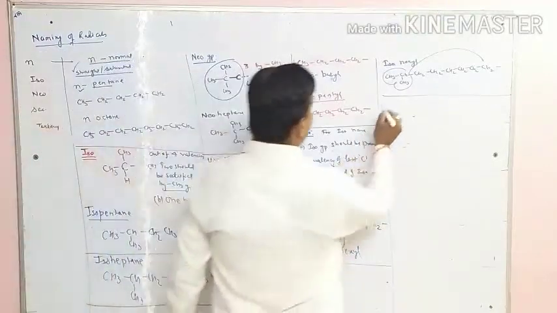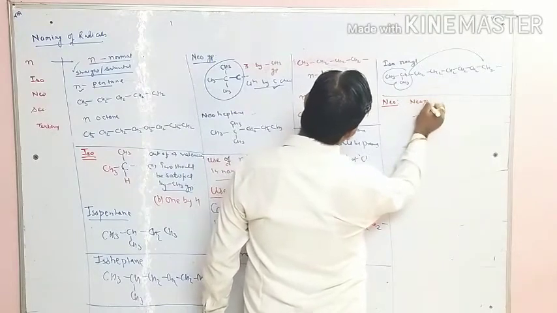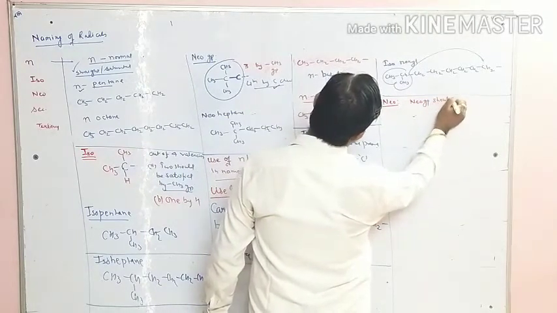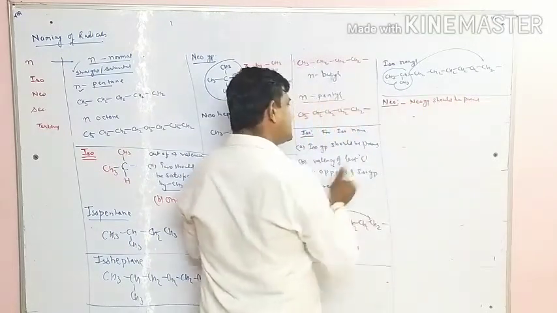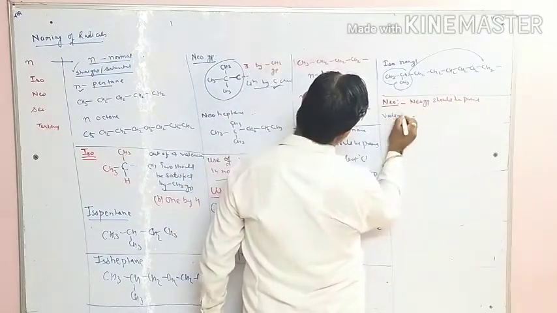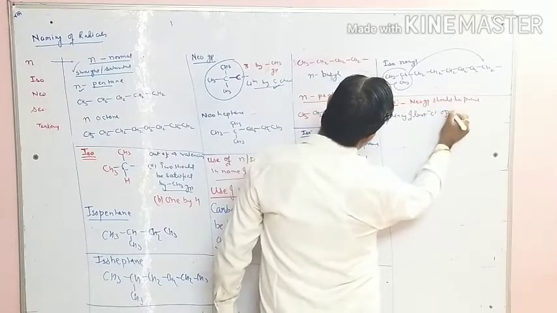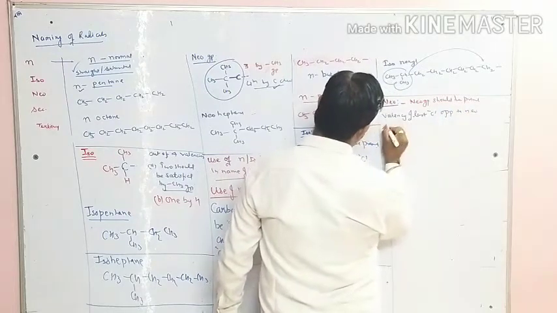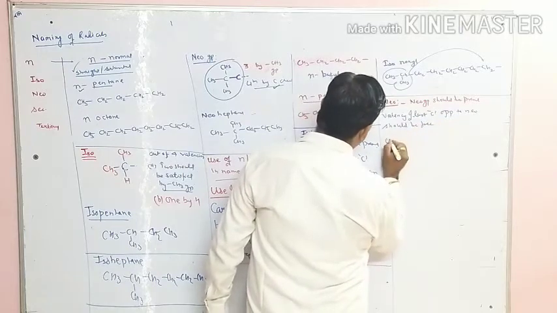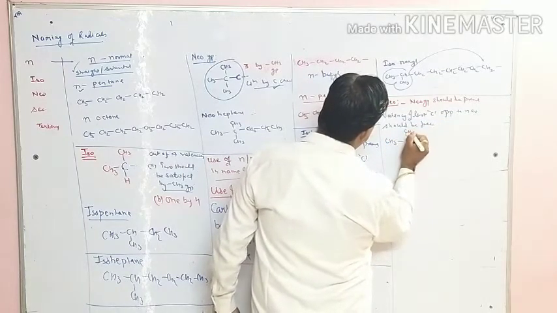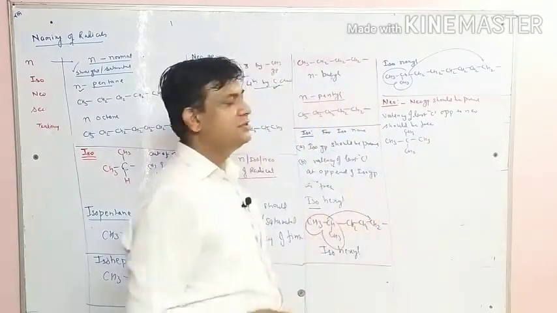Okay, now the name is neo. Again the same concept: the neo group should be there. That is the first thing. Second thing, the valency of the last carbon, opposite to the neo, should be free. C, CH3, CH3, CH3, CH3. This is neo, and this is neopentane.